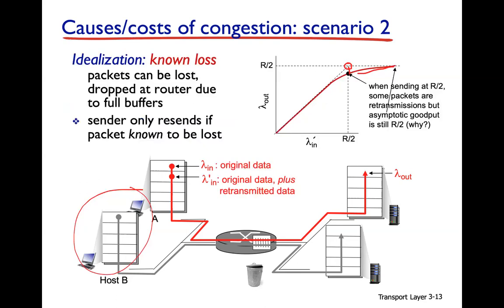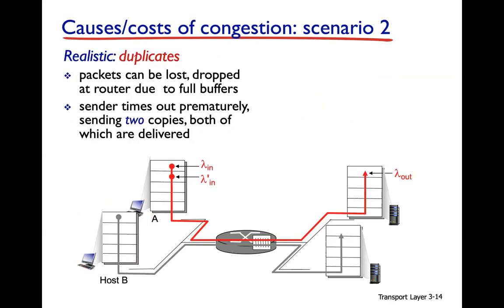So this one is too good to be true because I cannot have any idea about the router buffer, whether it's available or not available. I have no idea when the router drops my packet. So in the real world, a packet can be lost, dropped at the router due to full buffers, or a timeout fires prematurely, sending 2 copies, both of which are delivered. So this is the real case.